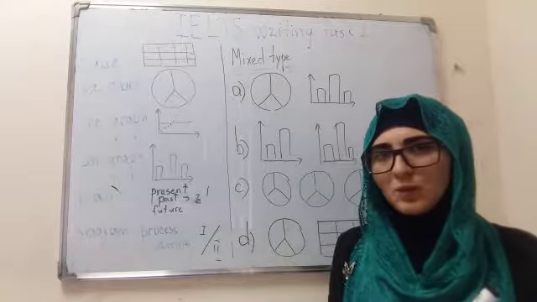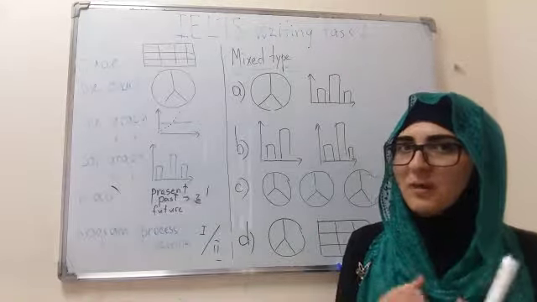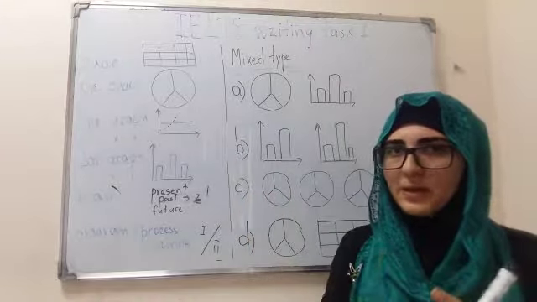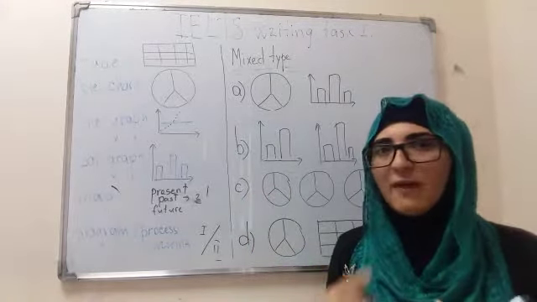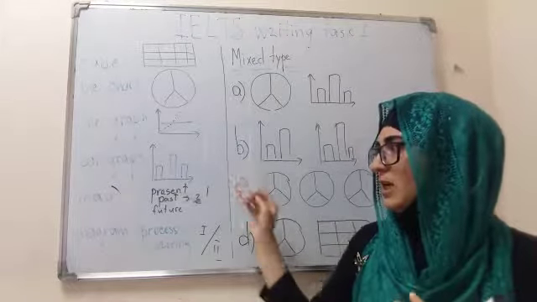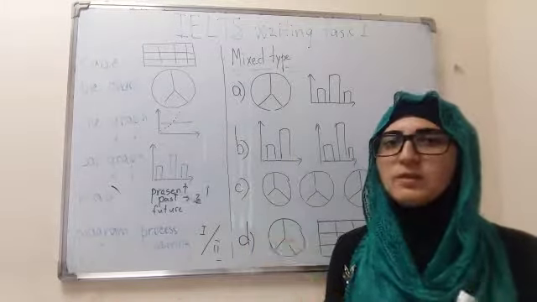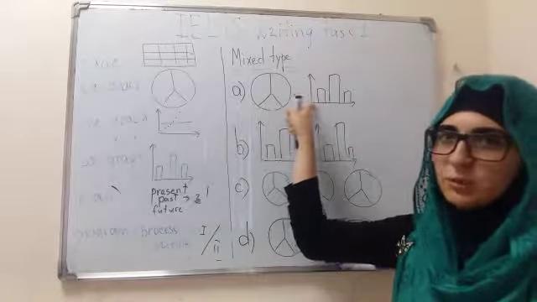But in some cases we can see two or three of different types, or two of the same type of graph, like table, pie chart, line graph. Then we call it the mixed type. If you have more than one graph, it doesn't matter whether it's pie chart, line graph, table or whatever, then you have the mixed type. For example, here we have one pie chart and one table.